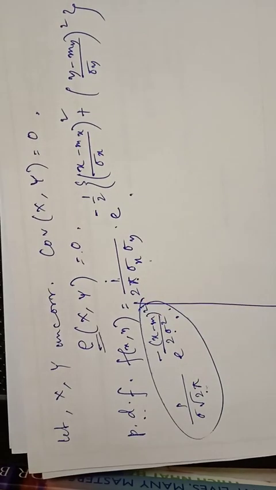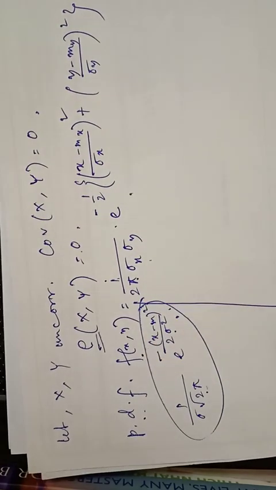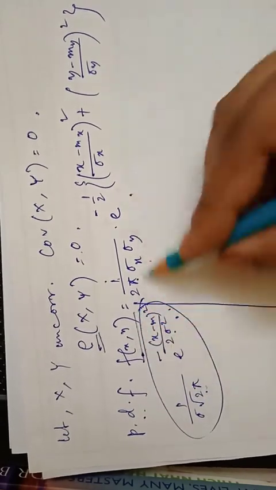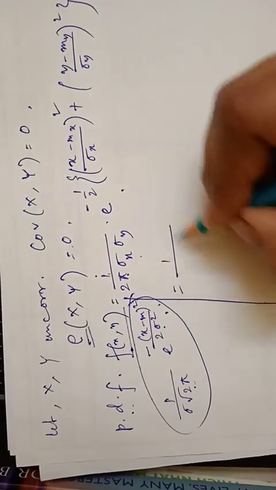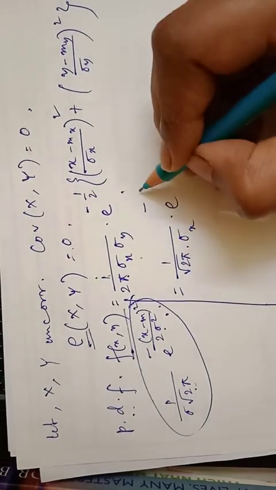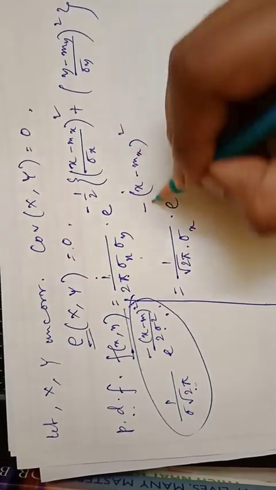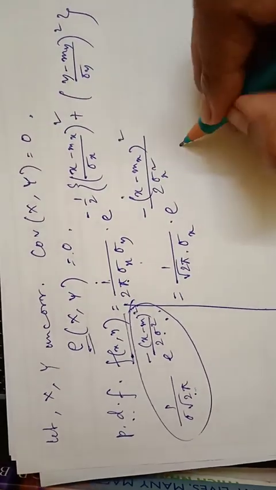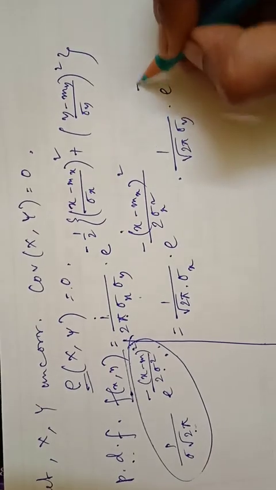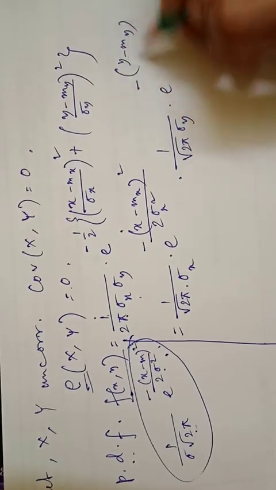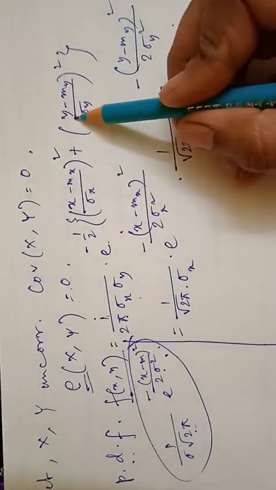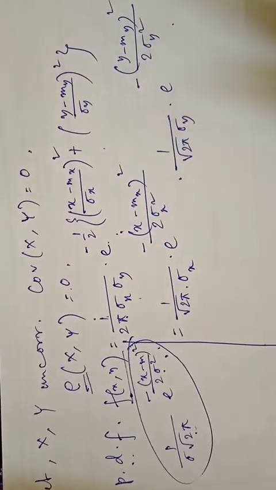Okay. Now we need to prove that x and y are independent. So this is the joint probability density function f(x,y) equals to this. Now we are writing it like this: 1 by root over 2 pi sigma x into e to the power minus (x minus mx) whole square by 2 sigma x square, into 1 by root over 2 pi sigma y into e to the power minus (y minus my) whole square by 2 sigma y square. We can do that, just e to the power a plus b, we are writing it e to the power a into e to the power b.